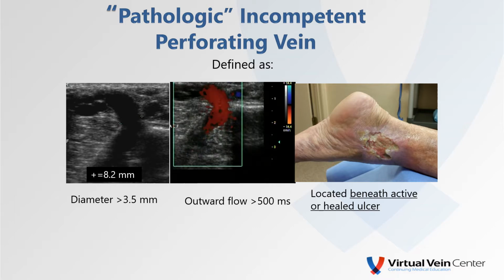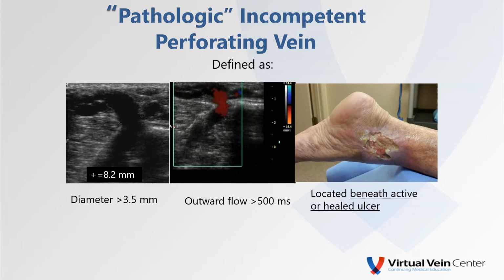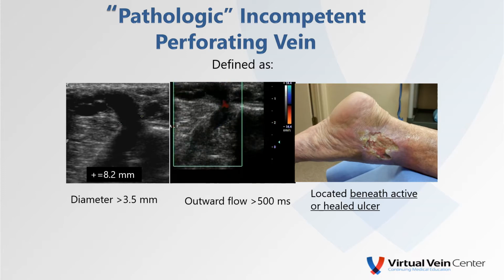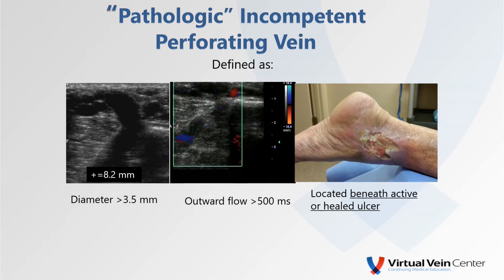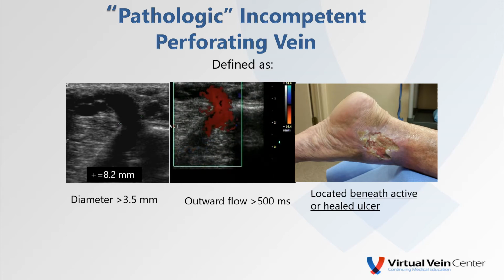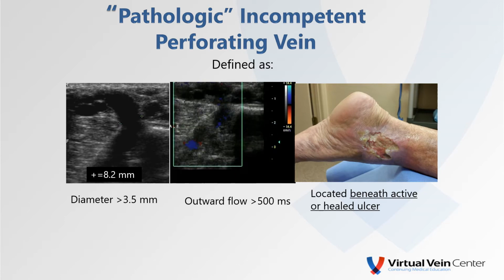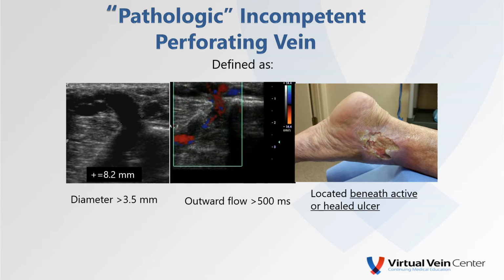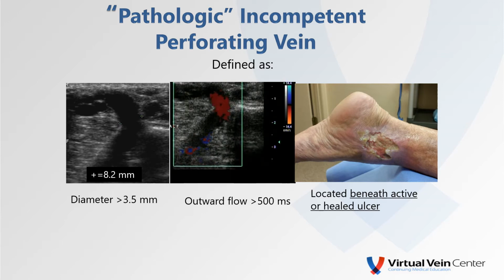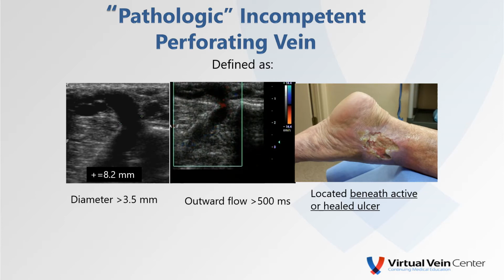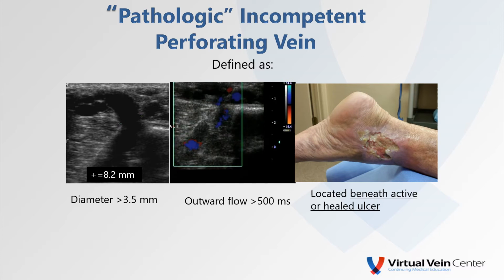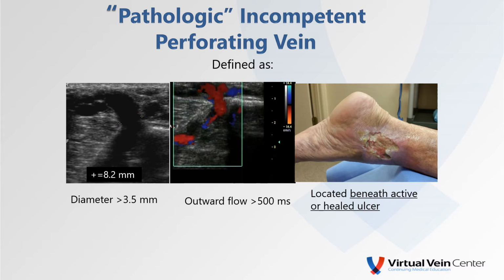So you've got to remember, a pathologic incompetent perforator vein is defined as one that's greater than 3.5 millimeters, one that exhibits outward flow greater than a half a second, 500 milliseconds, and one that's located beneath an active or a healed ulceration. So if there's no ulceration, it's not really considered pathologic. Remember, refluxing perforating veins may in fact be a necessary vessel.